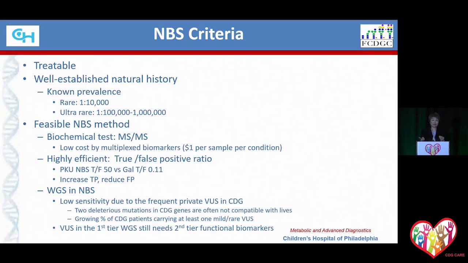So even with whole genome sequencing used as a first tier to include VOUS, we then need a second tier of functional biomarkers to pick up the real positives. So I think even with whole genome in the future, we still need the functional biomarkers for CDG.